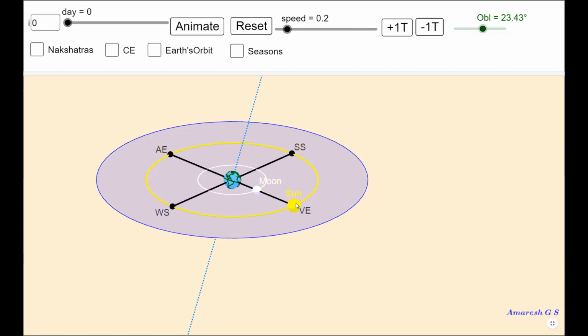We will begin our simulation with the sun and the moon, both of them along the same line with the Earth and at the point of vernal equinox. In our modern Gregorian calendar, that corresponds to approximately 22nd or 23rd of March.